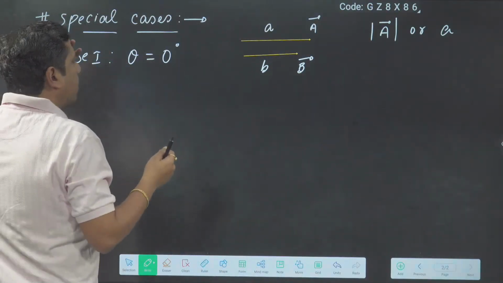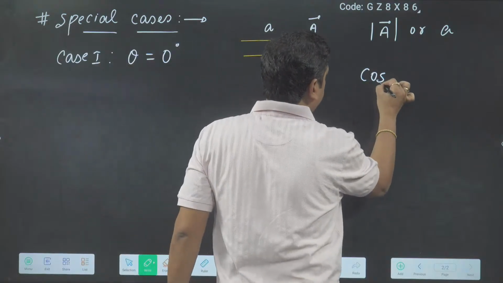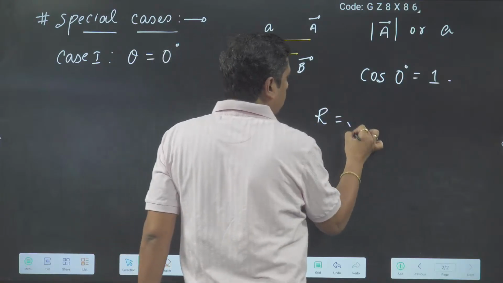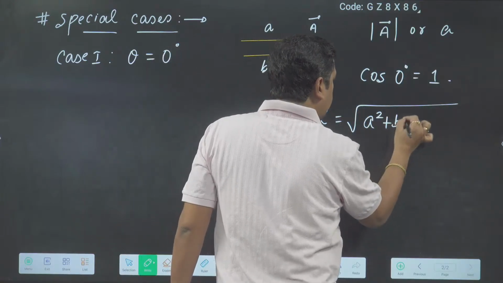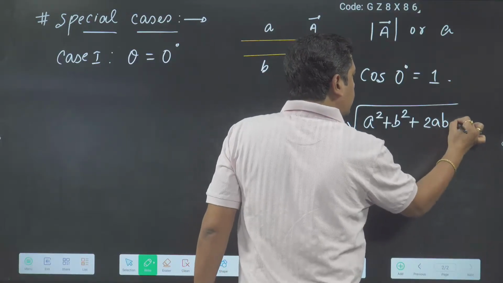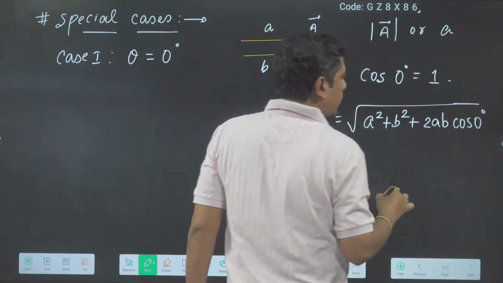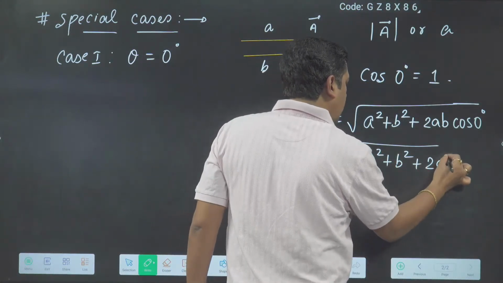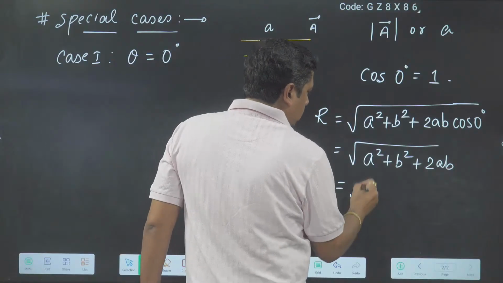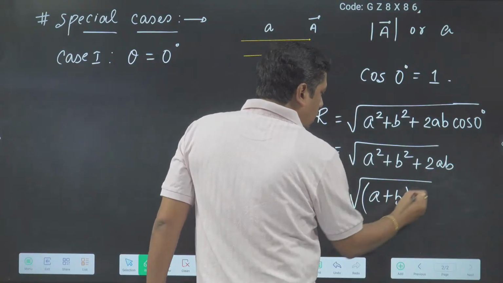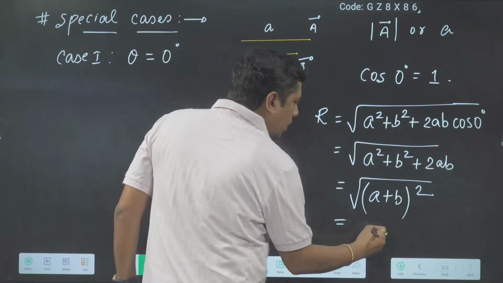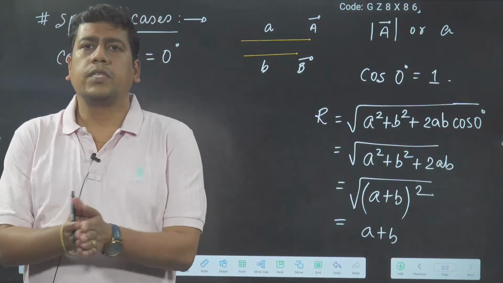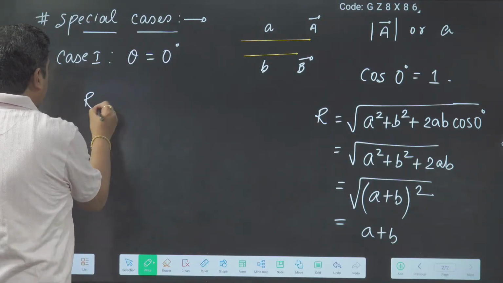Chalo. So what is the value of cos 0? Cos 0 degree is 1. So if you find the resultant, the formula was a square plus b square plus 2ab cos 0. Cos 0 is 1. So 2ab. So this is a plus b whole square. The root of a plus b whole square is a plus b. So R we are getting a plus b.